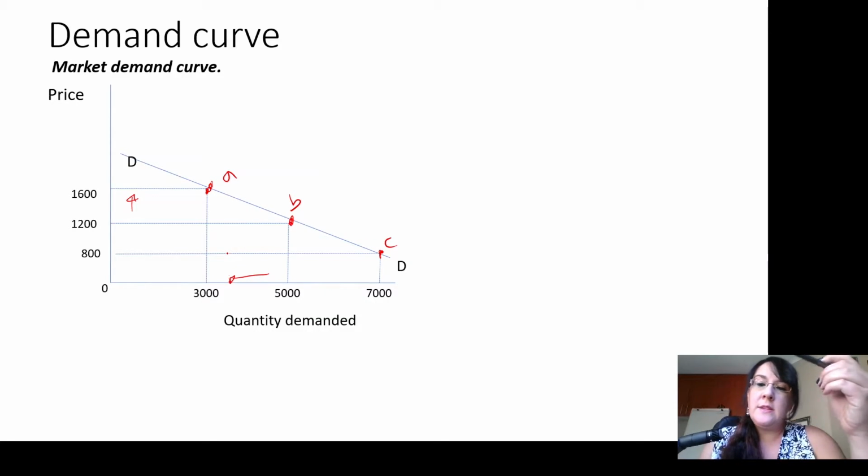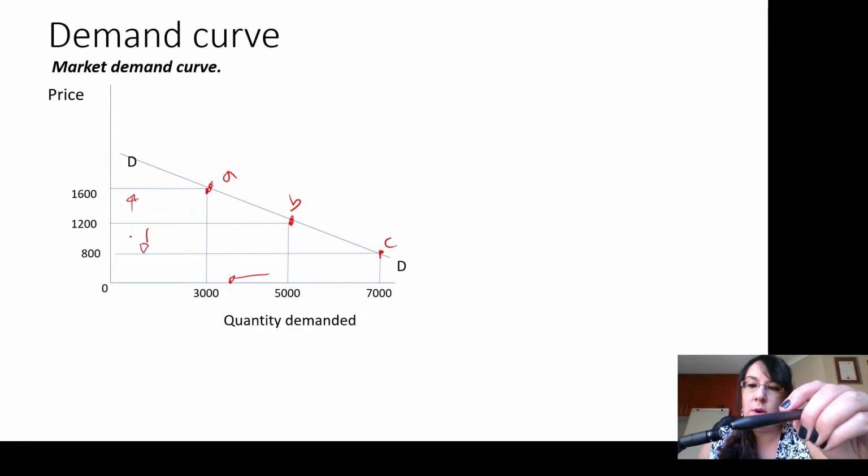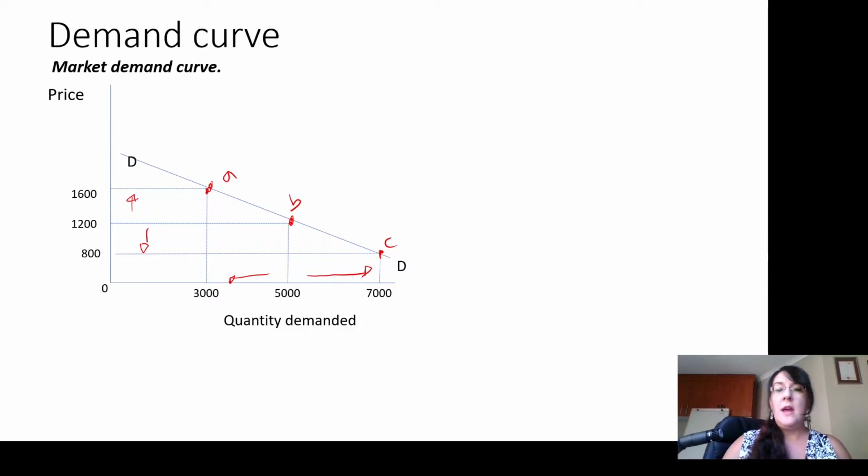And vice versa, if I say my price is going to decrease, let's say it goes from 1,200 to 800. I can see that going from B to C, my quantity demanded is increasing from 5,000 to 7,000. And that goes along with the rule that the relationship between price and quantity demanded is negative. As my price increases, my quantity demanded will decrease. As my price decreases, the quantity demanded will increase.